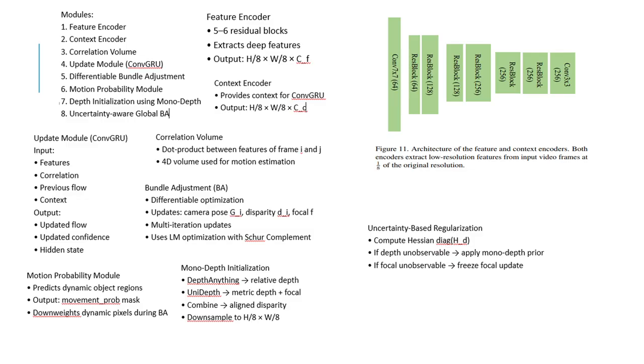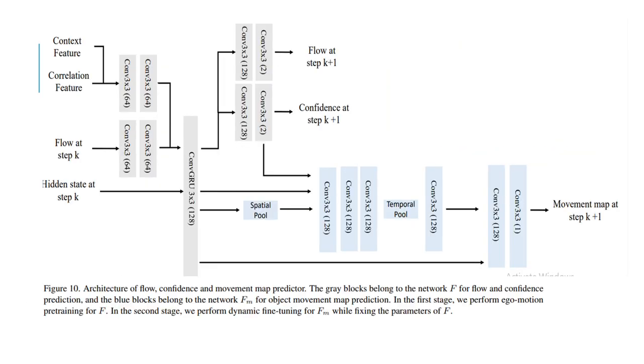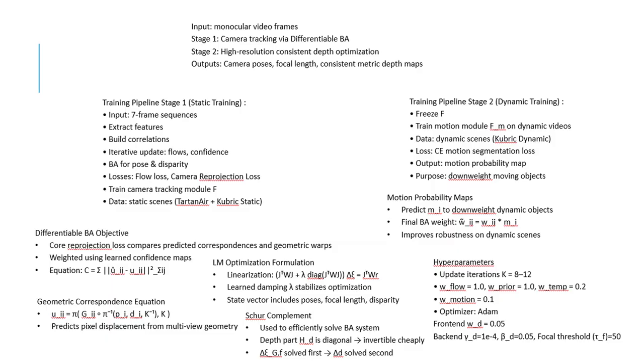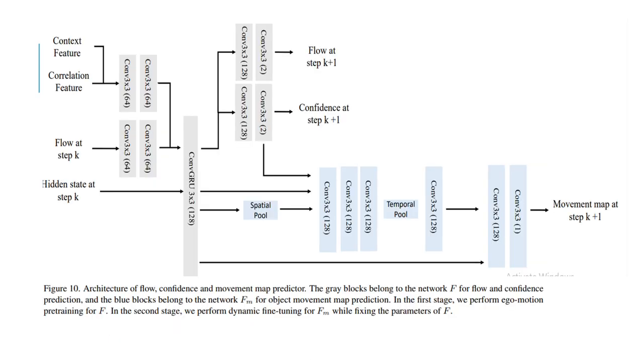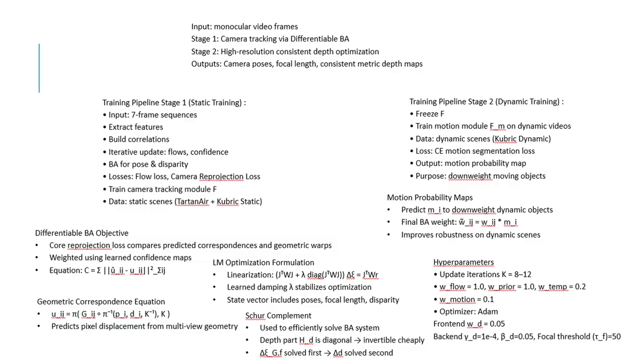update the flow and confidence, which is the output of ConvGRU: flow at step k+1 and confidence at step k+1. We apply BA, bundle adjustment, to update both pose and disparity. Now here we use the losses: flow loss and camera reprojection loss. Here the entire module is the F module, which is nothing but the gray module.